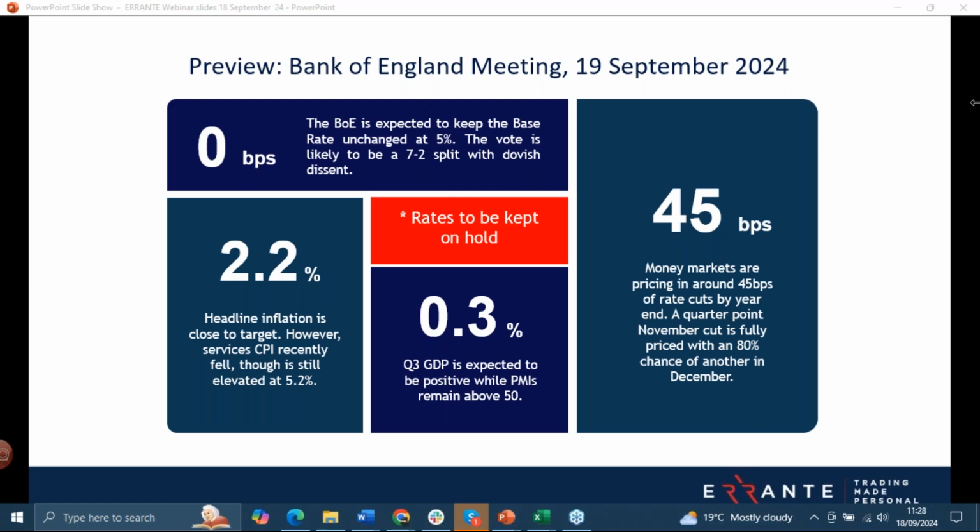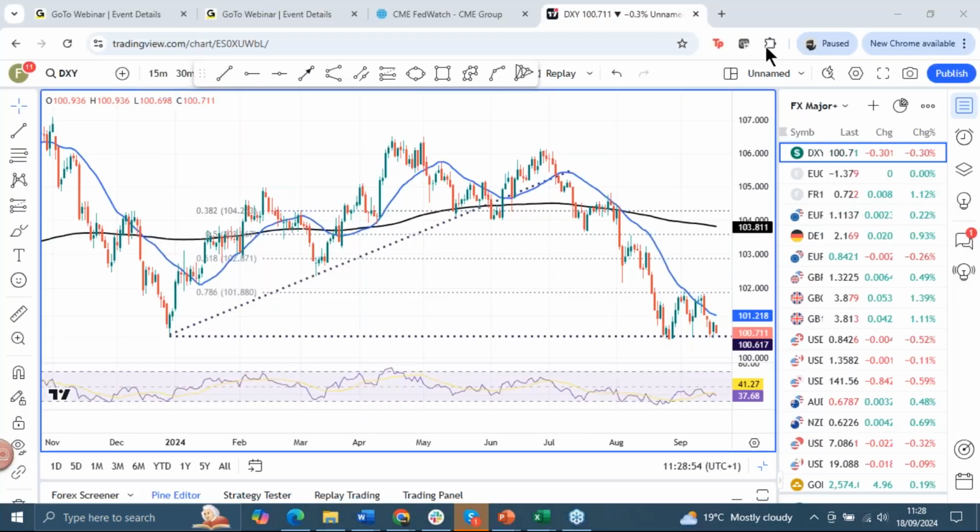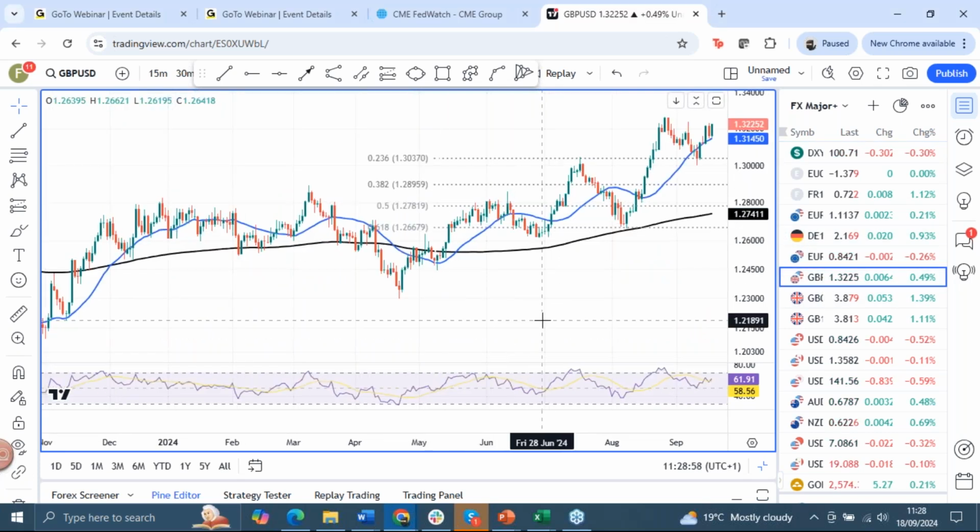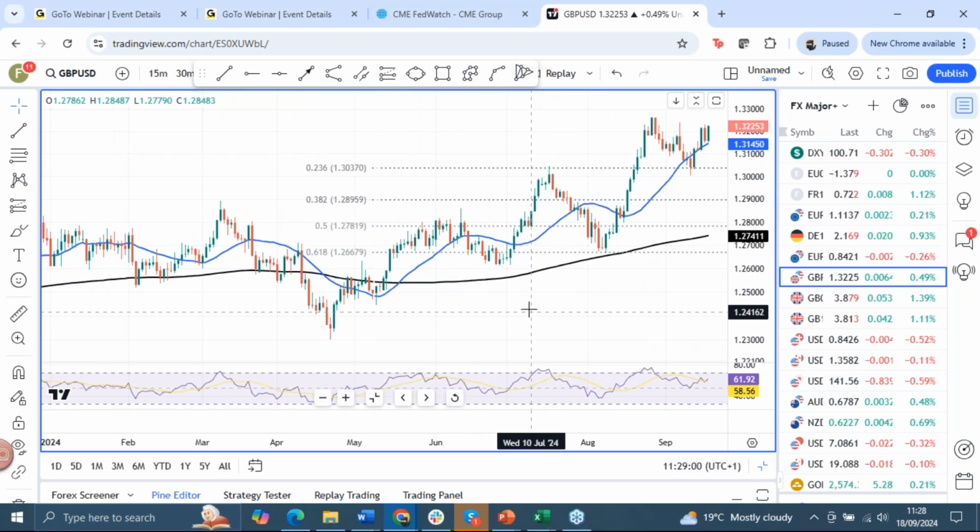could extend its latest rebound. If we just pull up the cable chart then, which I'll grab now. Just bear with me 1 second. The cable, obviously sterling against the dollar. And let me just pull up that chart here. Decent run actually, and another pickup today as well.